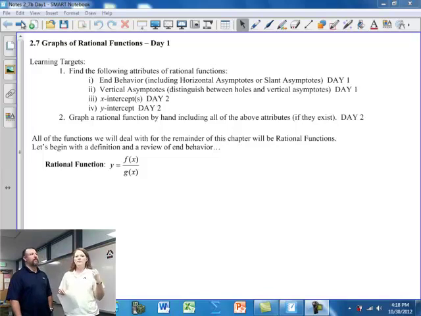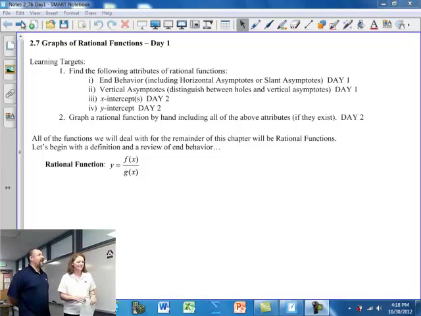What we're going to do is split lesson 2.7 into two separate days just because it's a lot of stuff. So this is the first half of that stuff. You'll see your learning targets are broken up into 2 days. All right, so for the rest of the chapter, we're going to be dealing with rational functions.